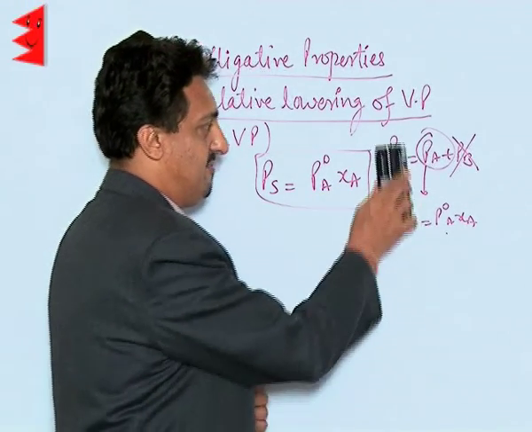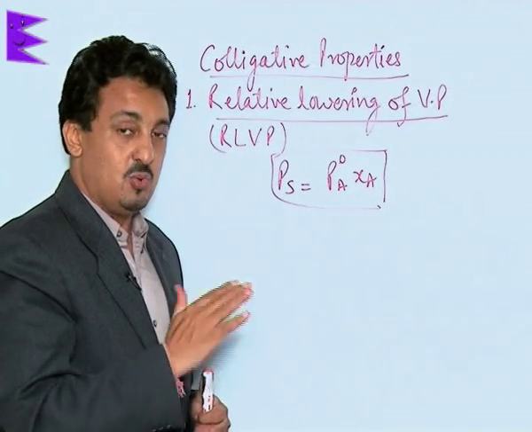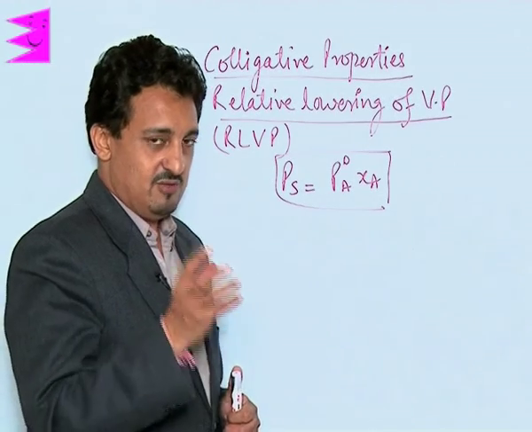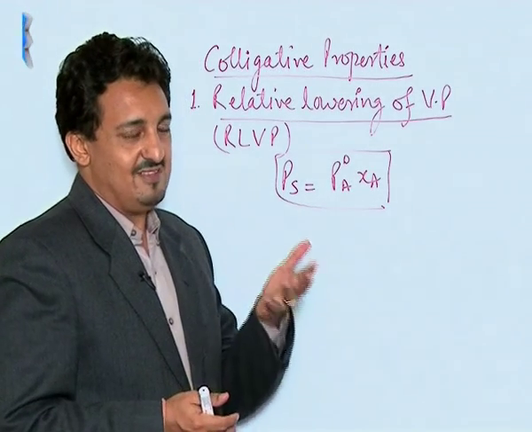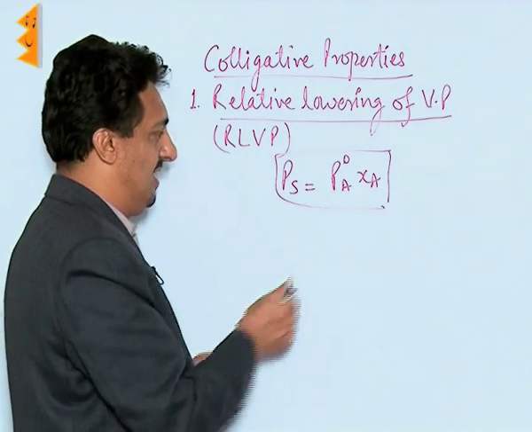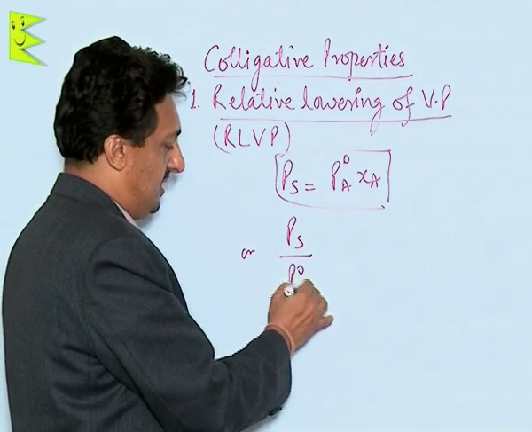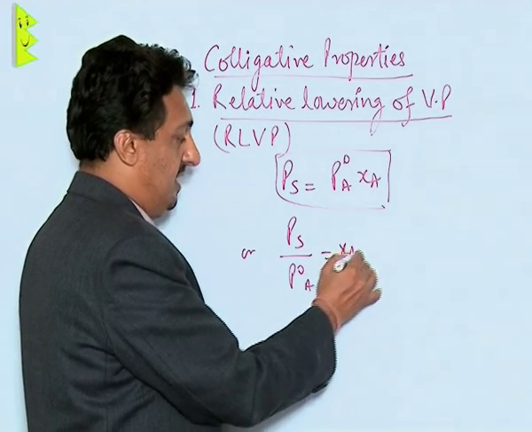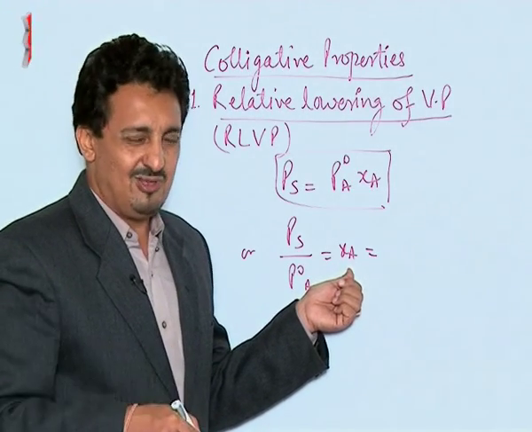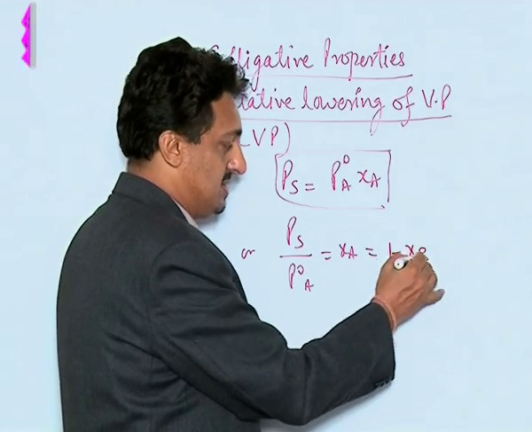So this is the case when a non-volatile solute is added to the solution, which is basically a solid-liquid solution. In such cases, we can modify this formula like this. We can write PS upon P naught A equals XA. Definitely we will prefer to express the mole fraction of the solute in the solution rather than the mole fraction of the solvent. So we write this as 1 minus XB.